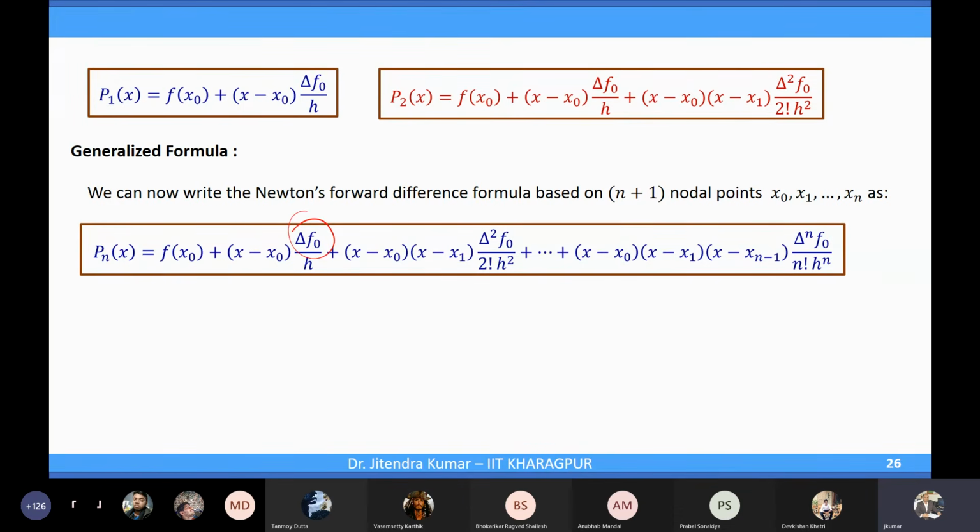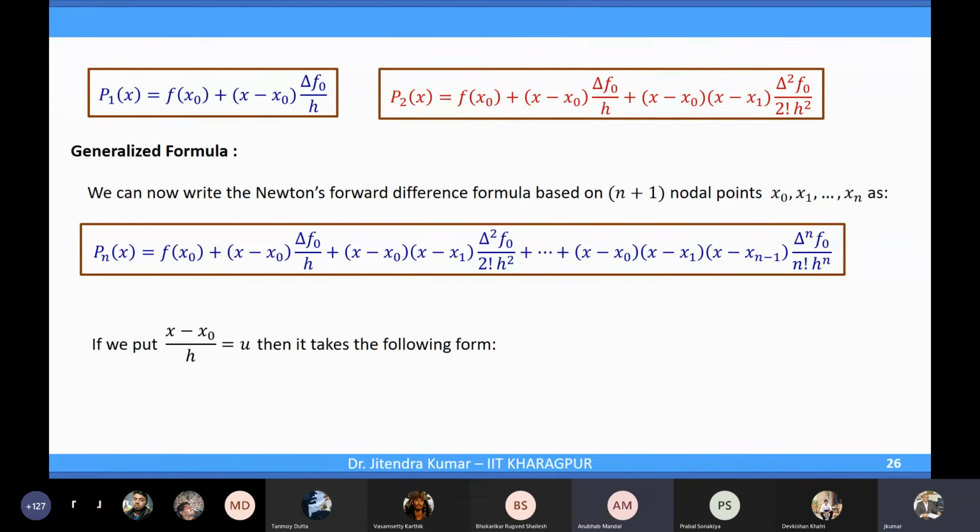So as I said, in Newton's forward difference formula, this delta f0, delta 2 f0, delta 3 f0, and so on up to delta n f0, those values were exactly those top values in the table where you have f(x0), then delta f0, then delta f1 and so on. So those values will be used here, the top values in your table. That's fine. That's clear.